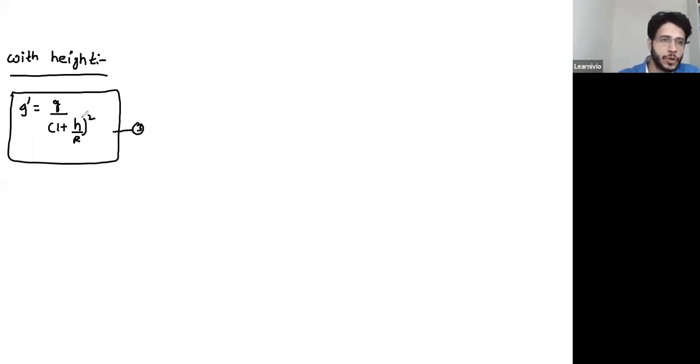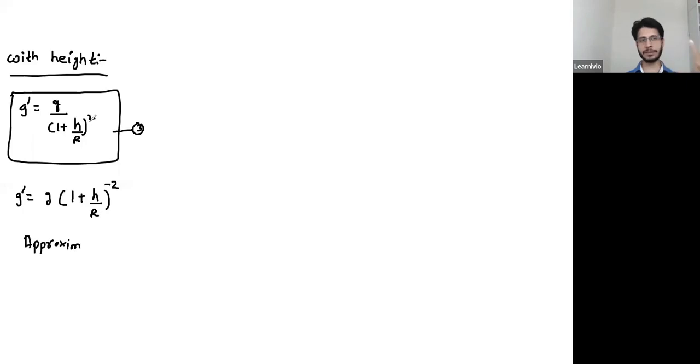In the next step, you can simplify this expression. To simplify it, take this 1 plus h by r in the numerator, so it's 1 plus h by r to the power minus 2. Now to open this power minus 2, we can use an approximation. Otherwise, the final result is g prime is g by 1 plus h by r whole square. But just for the sake of simplification, we can use an approximation.